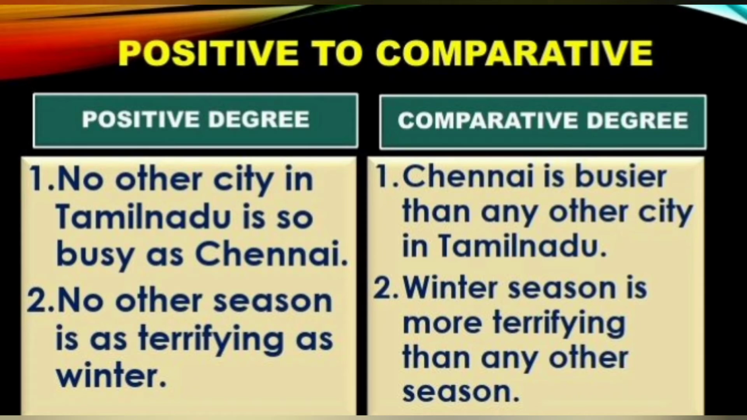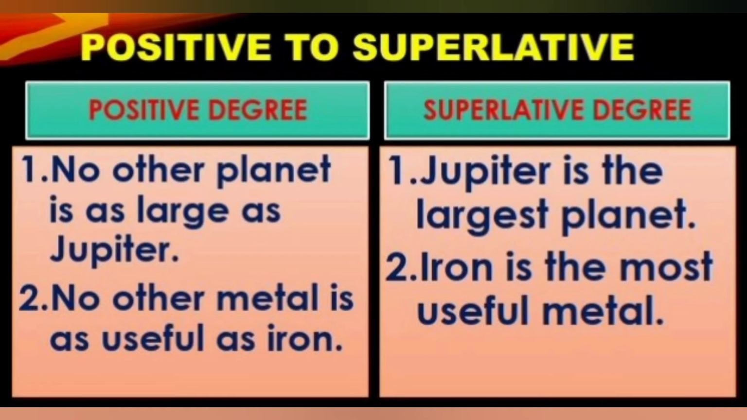Let us now see the transformation from positive to superlative degree. We know that when positive degree is involved, we have to change sides. Let us see the first example. No other planet is as large as Jupiter. "No other planet" is the first part and "Jupiter" is the last part. They change sides. Jupiter is the largest planet.